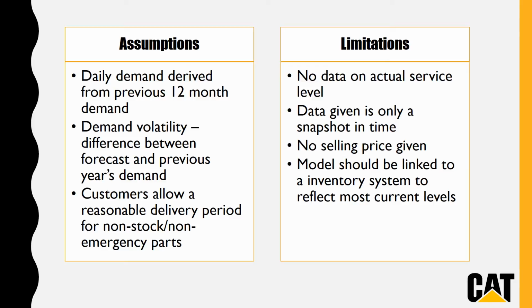One of our limitations is that we had no data on actual service level to see how the stores are currently performing. Also, we do not know the selling price, which would be very helpful in analyzing the potential losses of a stockout. Finally, the data given was only a snapshot in time, and metrics such as on-hand inventory constantly change. So ideally, this model should be linked to an inventory system so it reflects the most current levels.